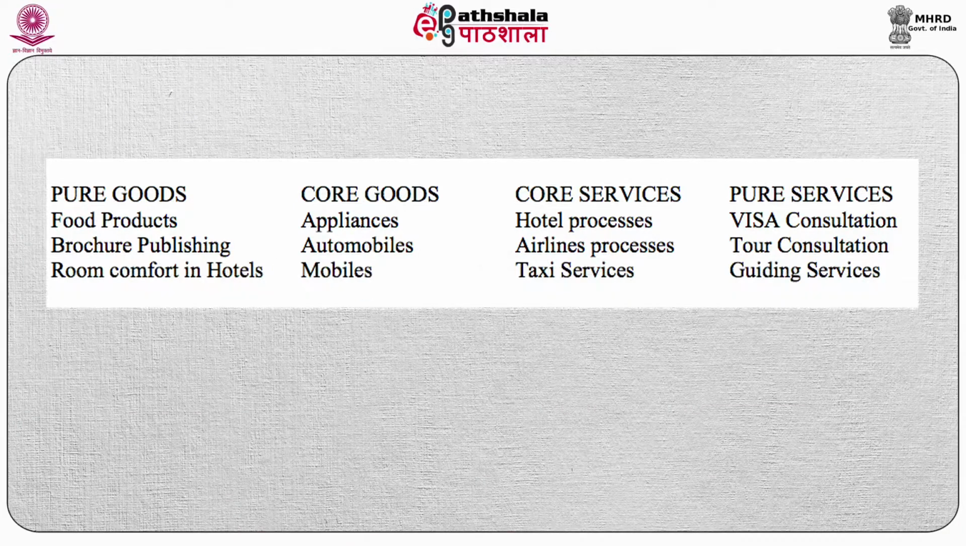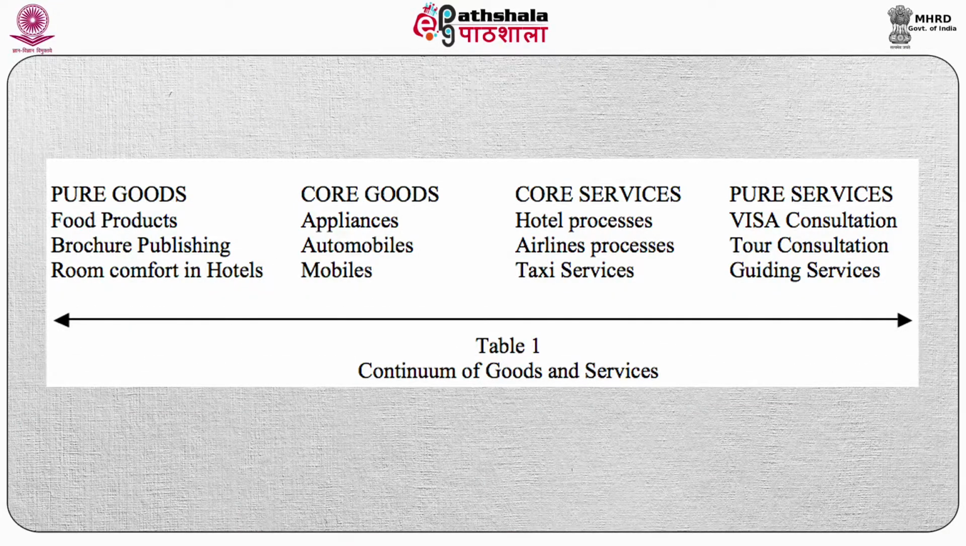Pure goods, core services, pure services, food product, appliances, hotel processes, visa consultation, brochure publishing, automobiles, airline processes, tour consultation, room comfort in hotels, mobiles, taxi services, guiding services. Table 1, continuum of goods and services.